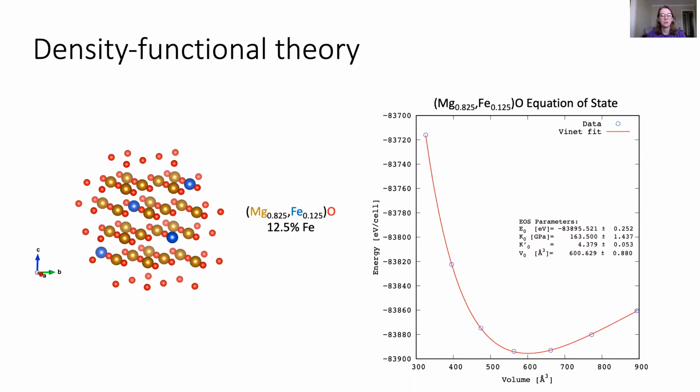Currently, I am working on determining the equation of state for ferropericlase with varying amounts of iron. Here I have an example of a preliminary equation of state calculation of ferropericlase with 12.5% iron on a 64 atom cell at 1000 Kelvin.